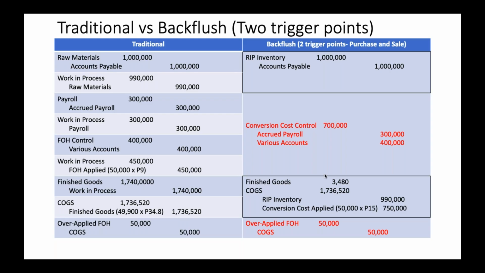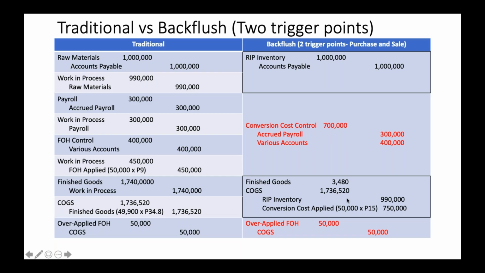Okay, let me repeat this one. The actual units completed is 50,000. 49,900 is sold, 100 units is finished goods. Using the standard unit cost of 34.8, we will arrive at this amount, 3,480 and 1,736,520. So that will be your debits.